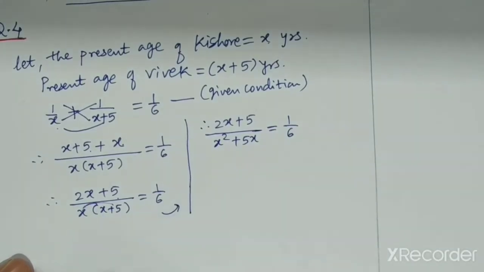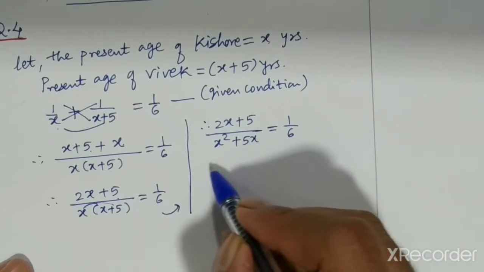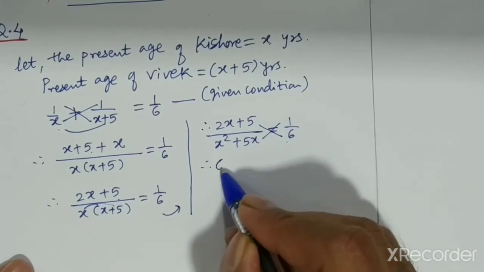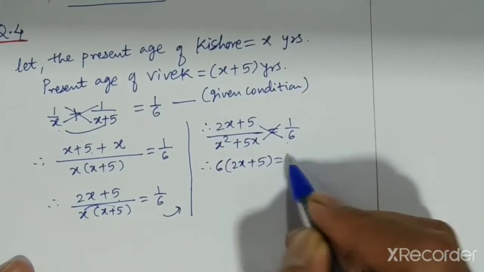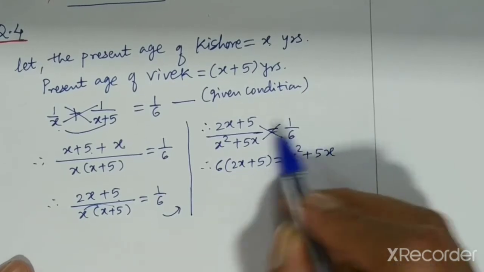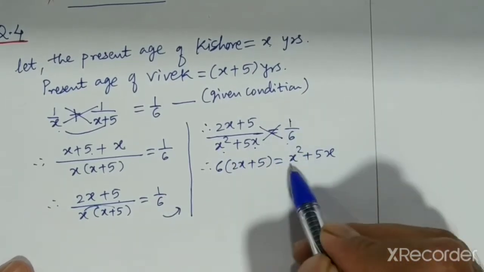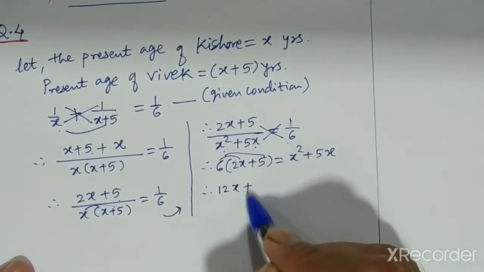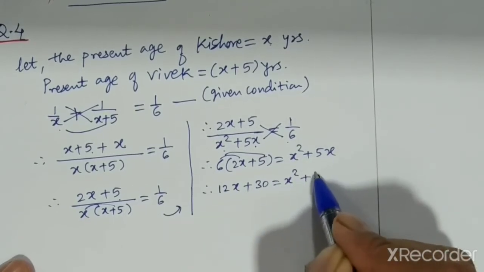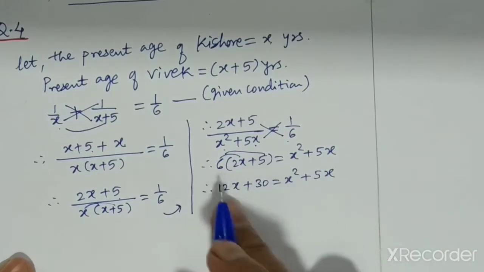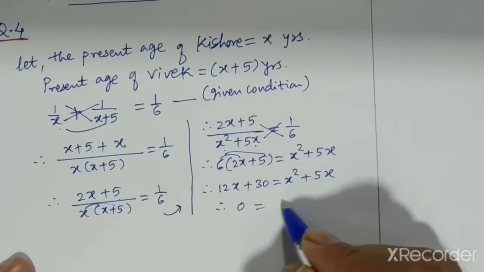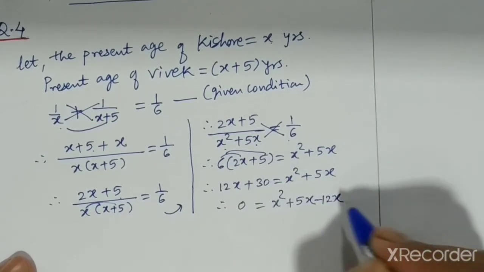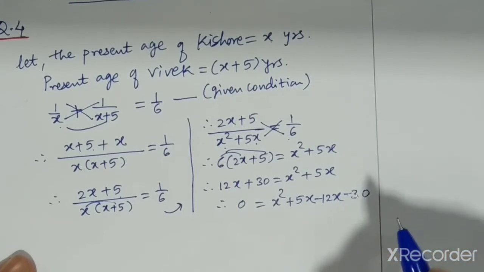So multiply inside the bracket by x. Now cross multiplication. So 6 into 2x plus 5 is equal to x square plus 5x, x square plus 5x into 1. Now again multiply inside the bracket here. 12x plus 30 is equal to x square plus 5x. Now take these two terms to the right hand side. So 0 is equal to x square plus 5x as it is, 12x will become minus 12x, and 30 also minus.